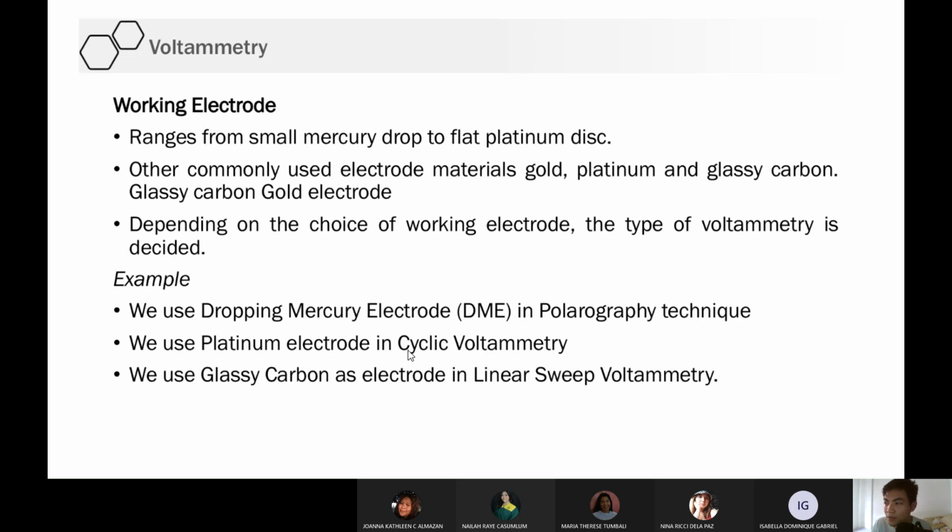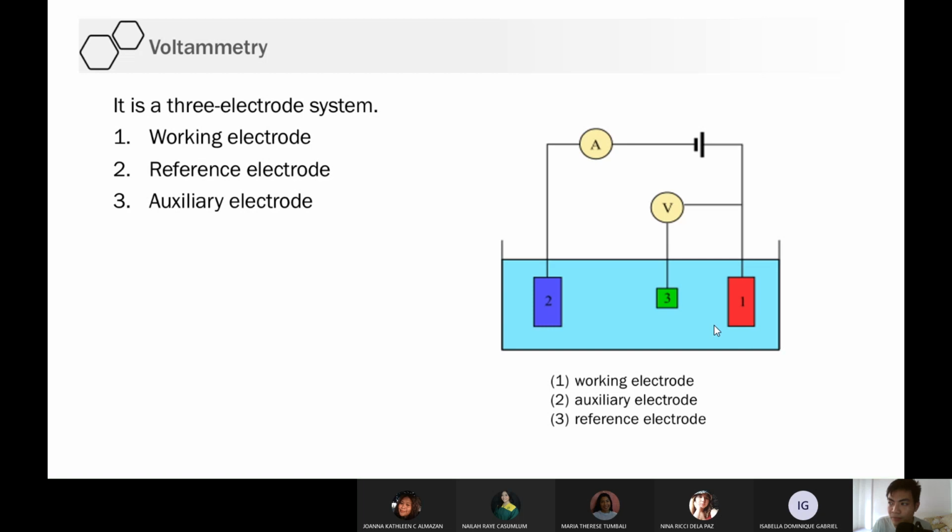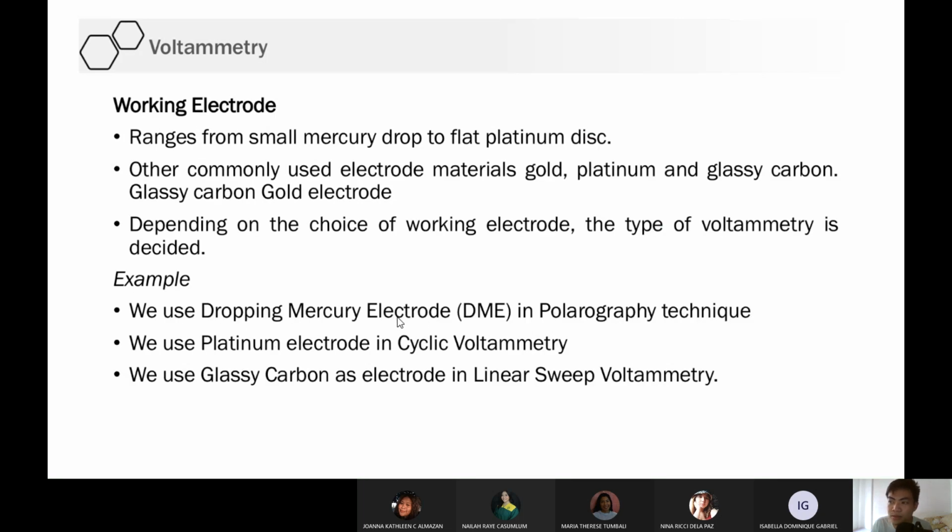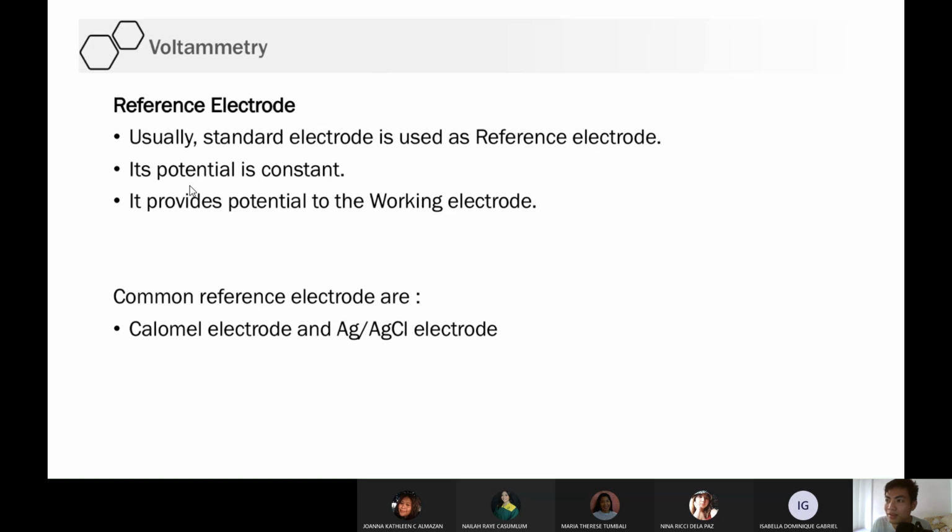Pwede ito circle na platinum na isinusublob mo talaga. So, mapansin mo, mercury ito, so medyo delikado ito. So, this is quite used in rare experiments, no? Pang master's degree na ito eh. Okay. So, yun lang. For reference electrodes, the reference electrodes usually are the calomel and the silver chloride.